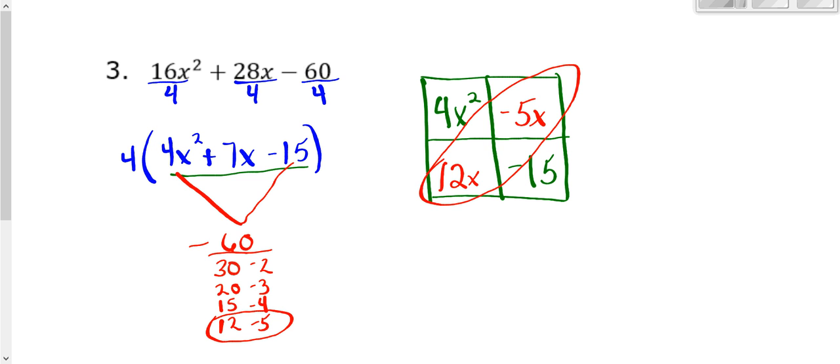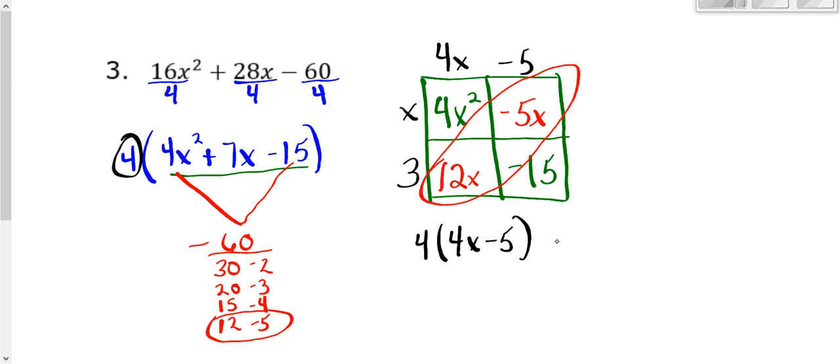Okay, so finding my factors, I'm going to take out a 4 from the 4x and the 12x. Actually, I'm going to take out a 4x. So this will need to be x, and this will need to be 3. This will need to be negative 5 to make negative 5x. So my factors, don't forget about my greatest common factor. So I have 4 times 4x minus 5 times x plus 3.